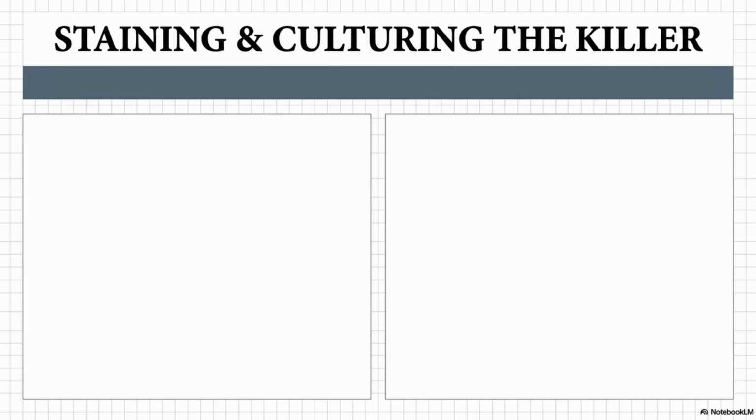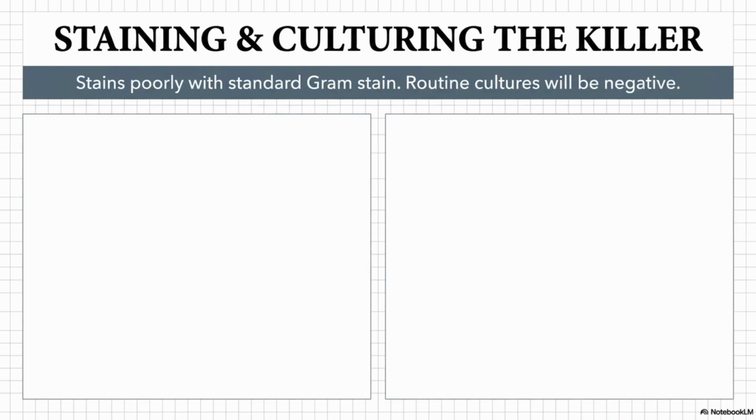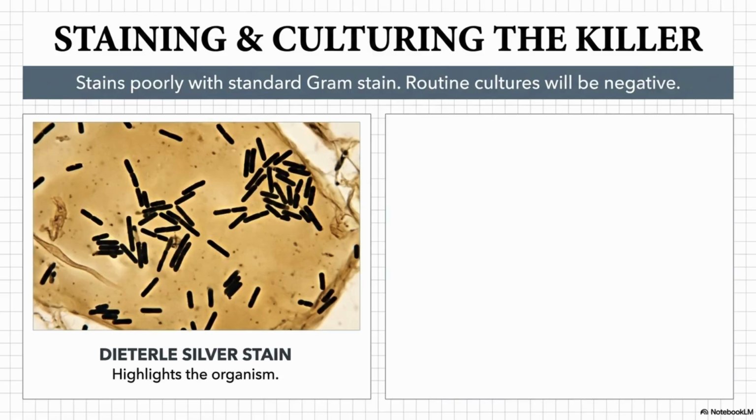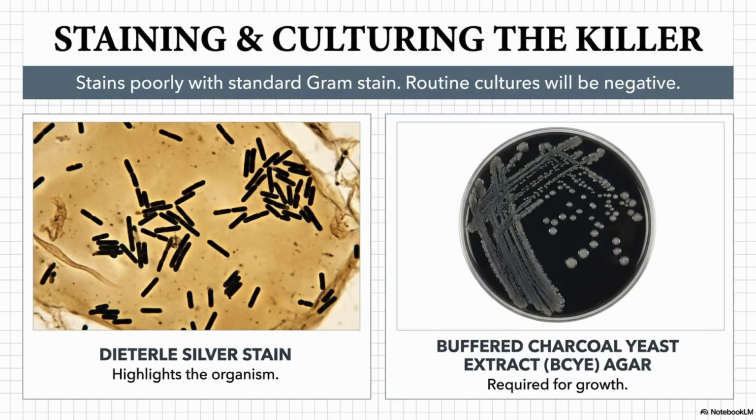When it comes to staining and culturing the killer, remember that Legionella stains poorly with a standard Gram stain and your routine cultures will be completely negative. Instead, you need a Dieterle silver stain, which highlights the organism. Furthermore, a buffered charcoal yeast extract or BCYE agar is required for its growth.